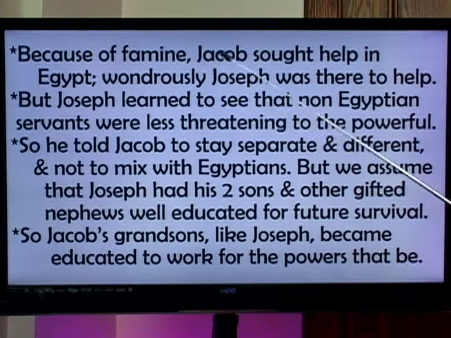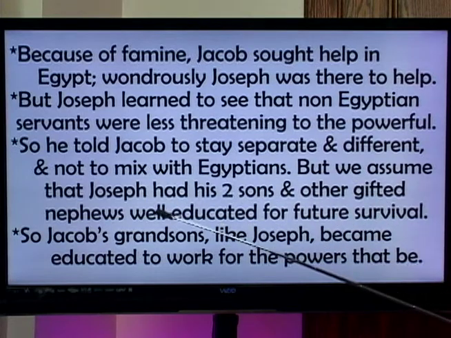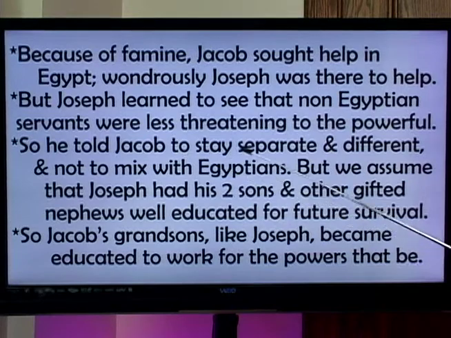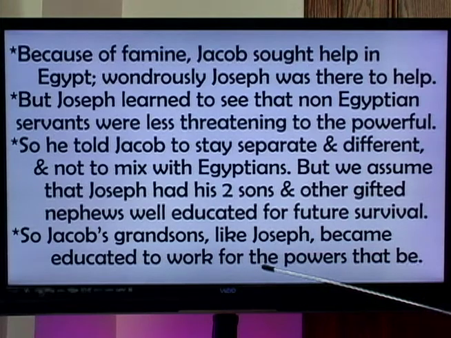We go on to our next screen and we continue. Because of famine, Jacob sought help in Egypt. Wondrously, Joseph was there to help him. But Joseph learned to see that non-Egyptian servants were less threatening to the powerful, so often they liked to work them better if they were at a distance. So he told Jacob to stay separate, keep all the people separate and different, and not mix with Egyptians. They'd be safer. But we assume that Joseph had his 2 sons and other gifted nephews well educated for future survival. So Jacob's grandsons, like Joseph his son, became educated to work for the powers that be wherever they were and well into the future.